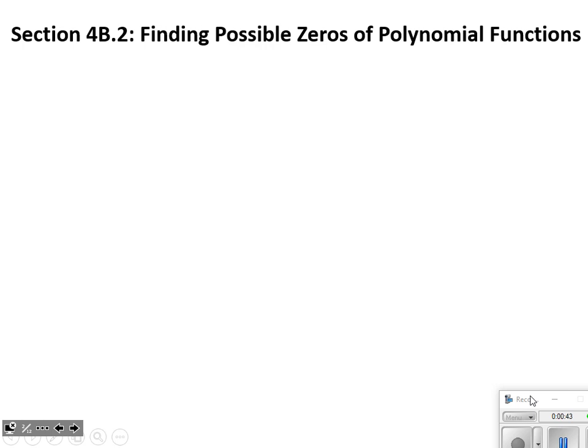So today what we're going to look at is how to find possible zeros of polynomial functions. How can we make really good guesses on what zeros will occur within a polynomial function? So let's take a look.